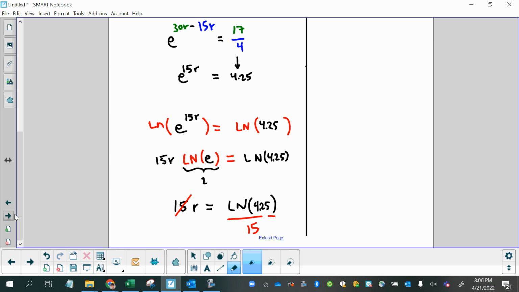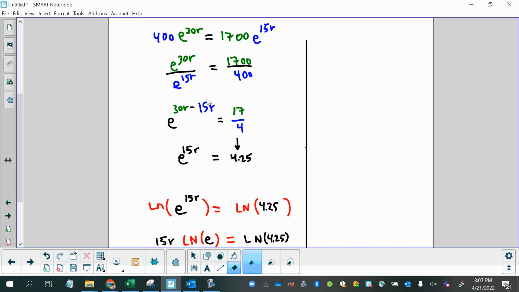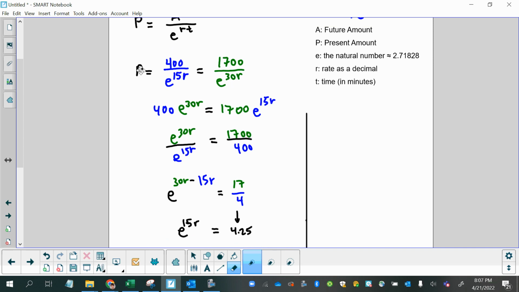using that R value, which, it looks pretty crazy, but it is just a constant value now. And so now I can plug that back into one of the original versions of the equation up here, P equals 400 over e to the 15R, or P equals 1700 over e to the 30R. If I plug R into one of those equations now, I'll know what P is. I'll have it as a constant.